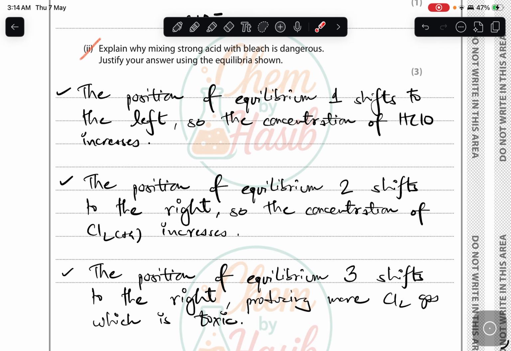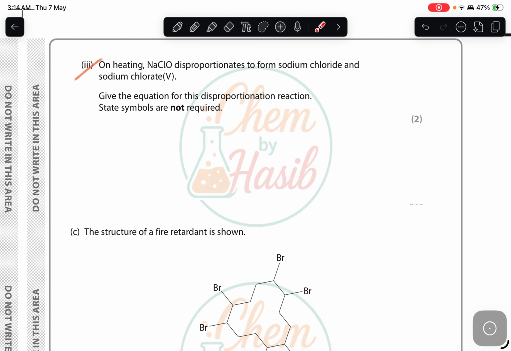Then we move on to question number 3. It says on heating, sodium NaClO disproportionates to form sodium chloride and sodium chlorate(V). So you can write this equation very easily. I've already written the equation. You write the equation and you balance the equation. So if you balance the equation, your equation would look like this.